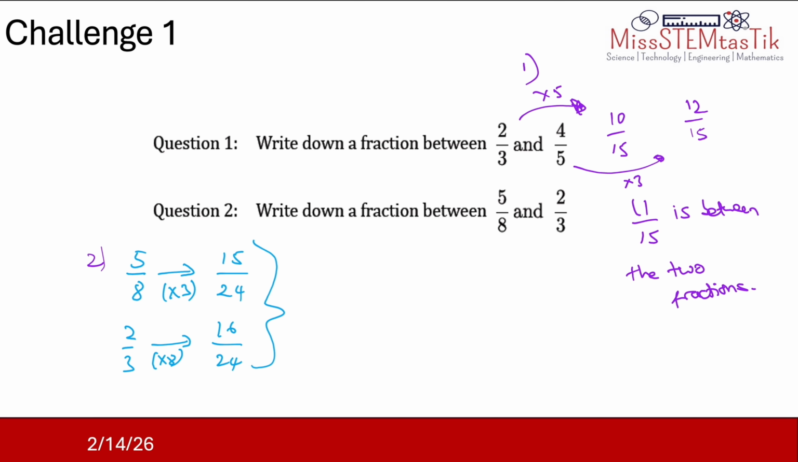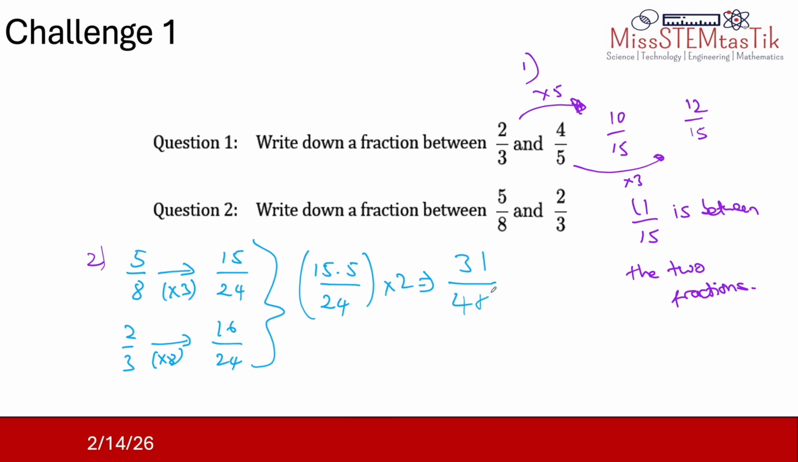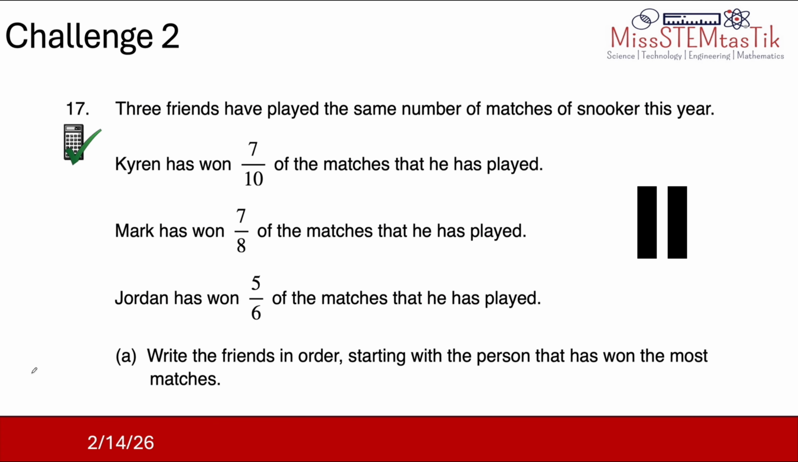That way we will eliminate the decimal point. So 15.5/24 will become 31/48. So 31/48 is a fraction that has a value between 5/8 and 2/3. So whenever you have a decimal like 0.5, just multiply by 2 and that will get rid of that 0.5. Pause the screens and have a go at challenge 2.